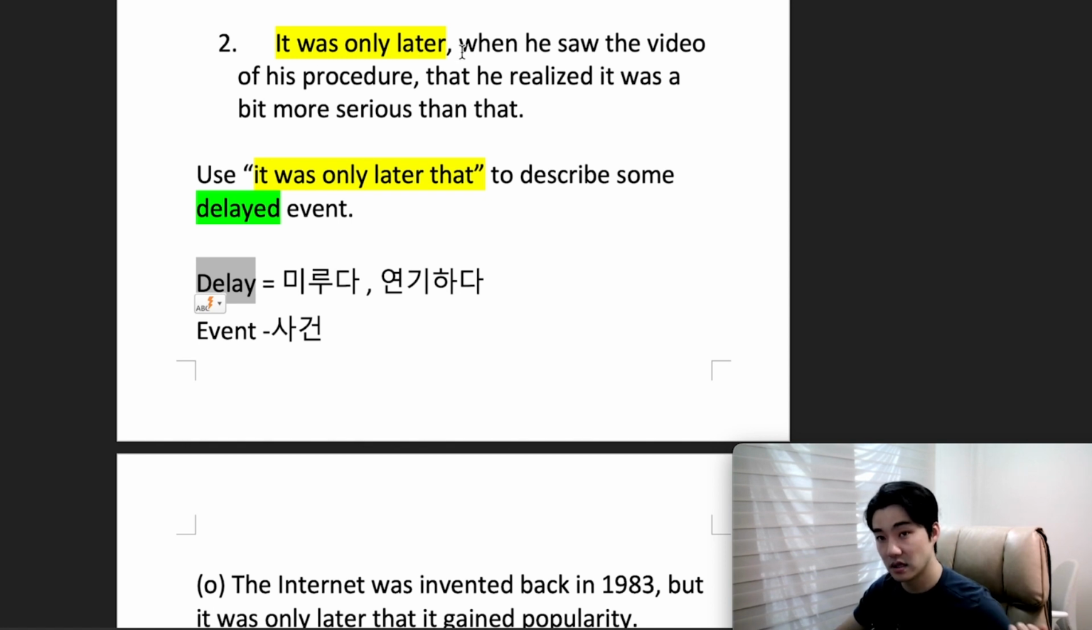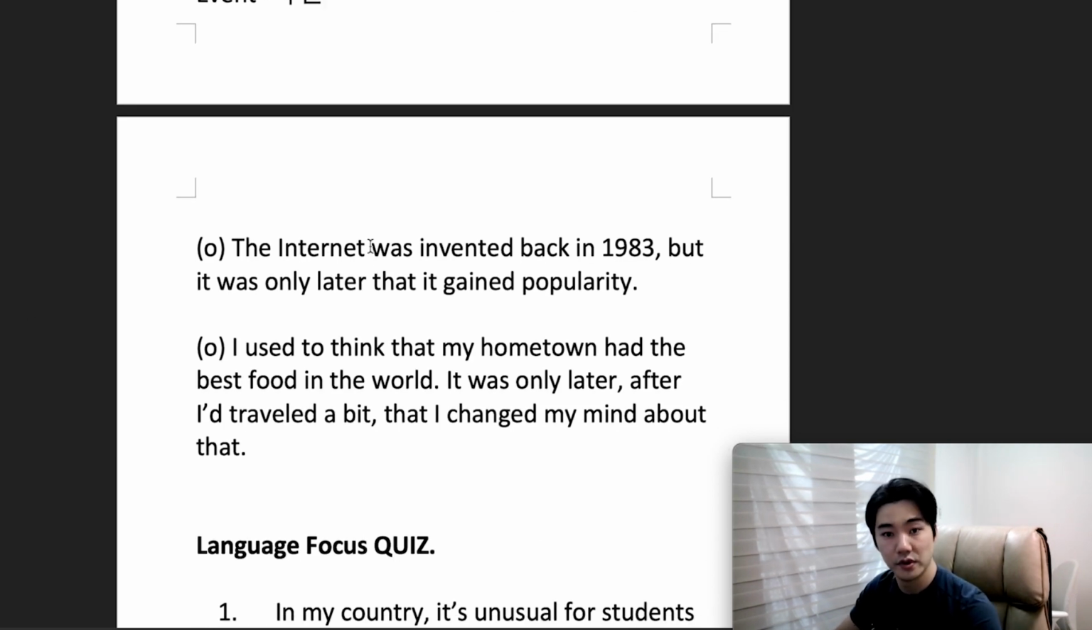So if we look back here, it was only later when he saw the video of his procedure, so after his surgery, 수술 후에 영상을 봤는데 it looked 생각보다 더 생각했어요. So if we look at the other example, the internet was invented back in 1983, but it was only later that it gained popularity. 인터넷은 1984년에 발명되었지만 그것이 인기를 얻는 것은 나중이었다. So though it was invented in 1983, it was only later that it gained popularity. Like I think in the late 90s, it became more popular.